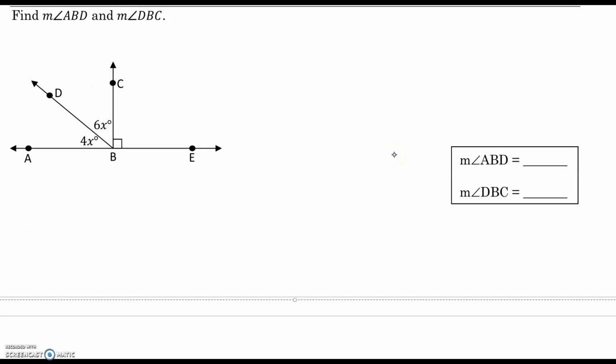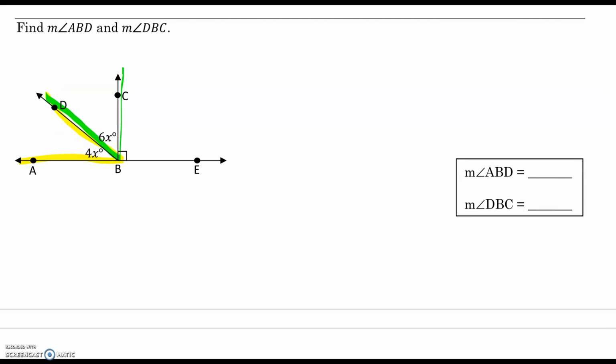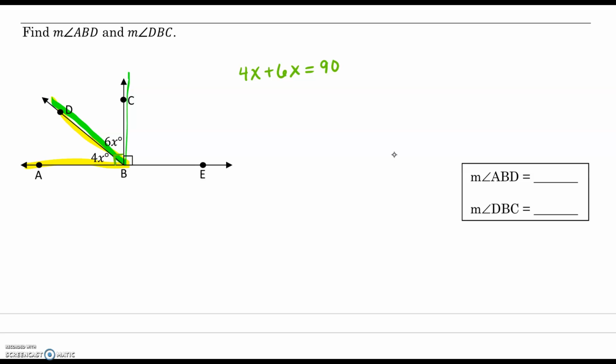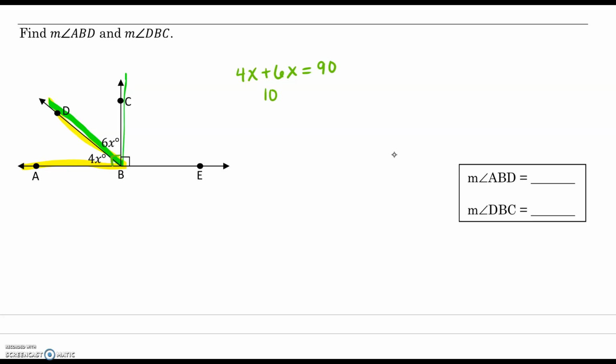All right, here we want to find the measure of angle ABD and angle DBC. So these two angles would add up to 90 degrees. They are complementary, right? So we have 4x plus 6x equals 90 degrees. And we know these add up to 90 because CBE is a right angle, which means CBA is also a right angle. So if we combine like terms here, 10x is equal to 90, divide by 10 on both sides, x equals 9.